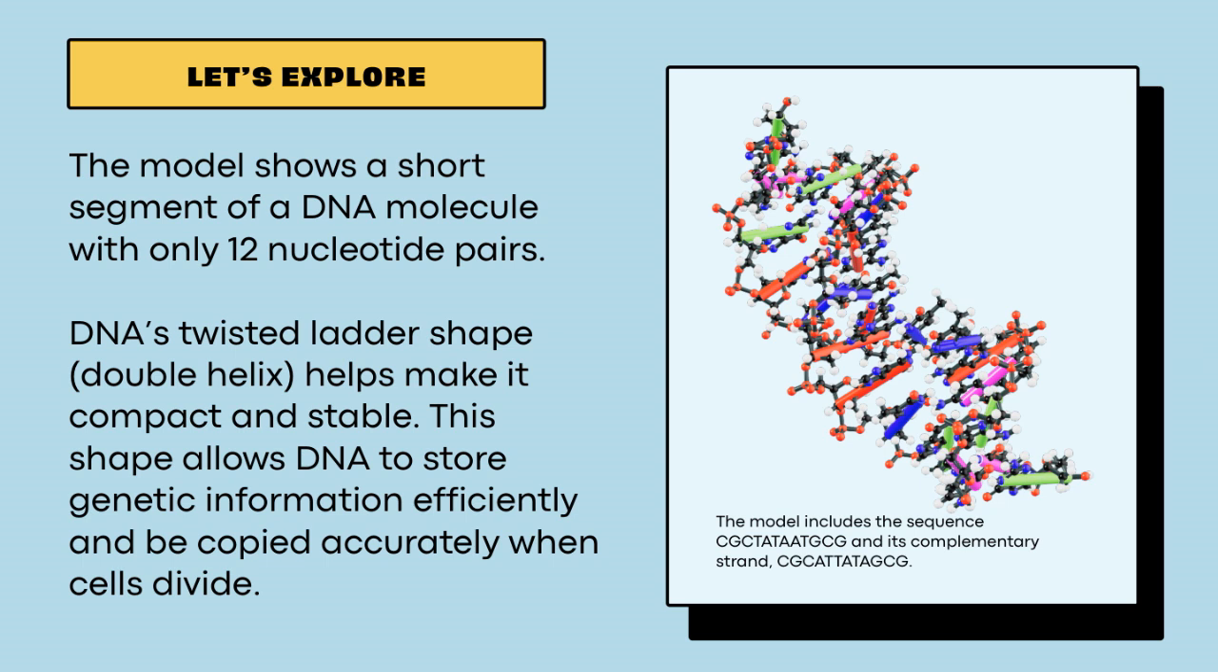Now, the reason DNA looks like a twisted ladder, or what we call a double helix, is crucial. This structure not only makes it compact and easy to fit inside the cell, but also provides stability. It ensures that genetic information is stored securely and can be accurately copied when cells divide. Understanding this structure is key to grasping how genetic information is maintained and passed on, which ties into the larger theme of how DNA functions as the blueprint of life.